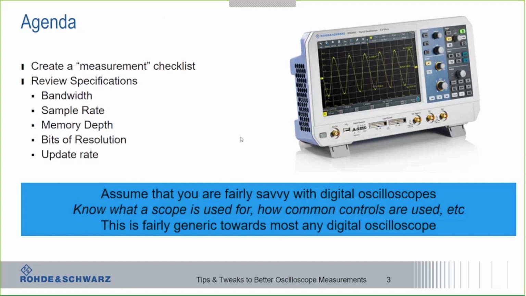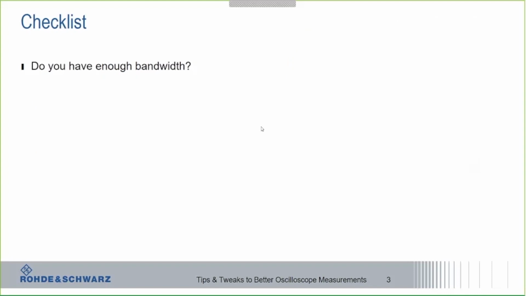A couple of things that I am going to assume as we go through this. One is that you're fairly savvy with a digital oscilloscope. What I mean by that is, you know what the scope is used for, and you know how to control the scope, the vertical controls, horizontal controls, those types of things. We're not going to go into the basics or the fundamentals of the scope. I'm going to assume that you already have that knowledge moving forward. And then finally, I've made this very generic, so it will work for any digital oscilloscope, whether it's one that you already have on your shelf or one that you might be looking at purchasing in the future. I wanted to make this something that you'd be able to take forward with you, whether or not you use R&S oscilloscopes. So with that, let's go ahead and dive in.